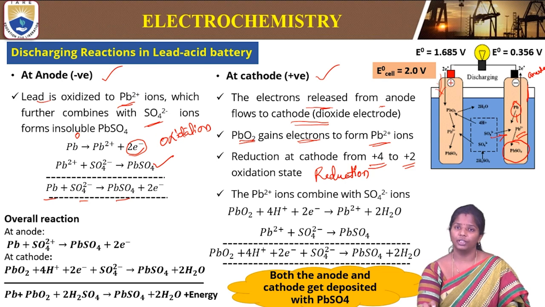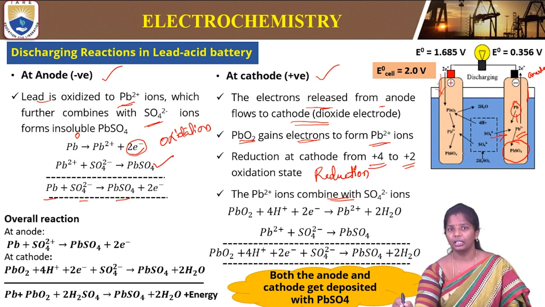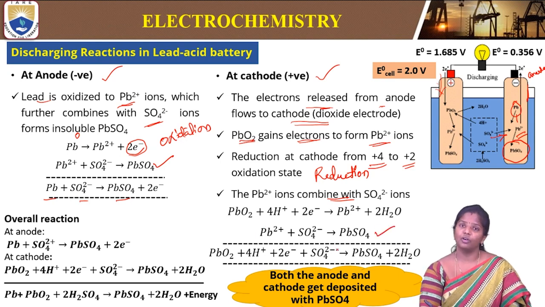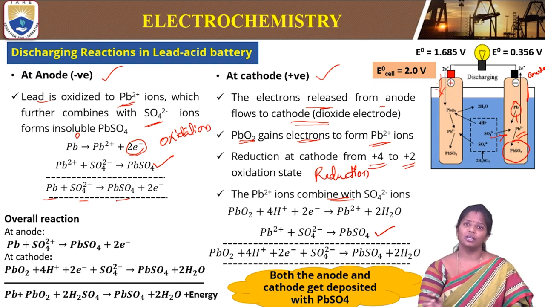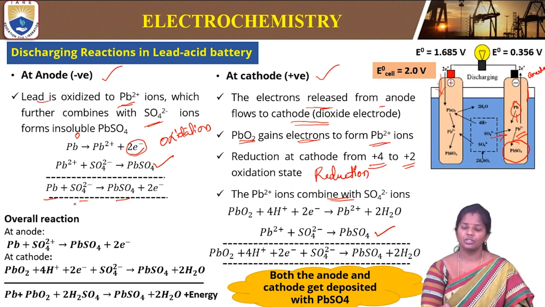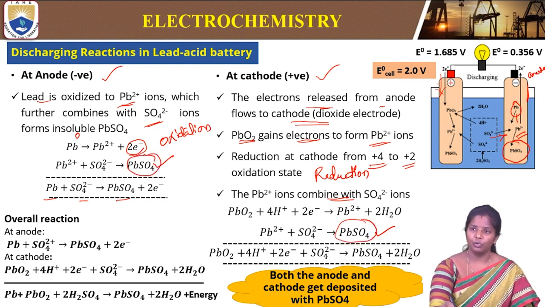Here reduction is going to take place. So the lead 2+ ions combine with sulfate ions, again present in the aqueous sulfuric acid. It combines with the sulfate ions and forms lead sulfate. The overall reaction is the same: it will form lead sulfate both at anode and cathode. However, the lead plate and the lead dioxide plates are placed so that it undergoes oxidation at anode and reduction at cathode. So ultimately there is a formation of lead sulfate in both the cases.